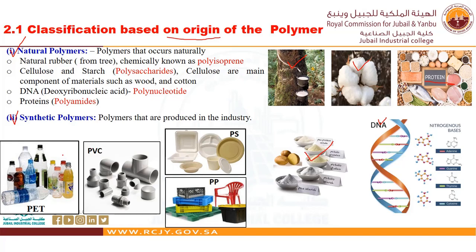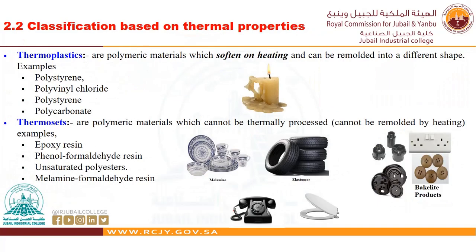Examples of synthetic polymers are polyethylene terephthalate, which is used for bottles for water and soft drinks, PVC for pipes, polystyrene for food packaging, and polypropylene for some home applications such as crates, chairs, and other containers. These are all synthetic polymers that are produced in the industry.